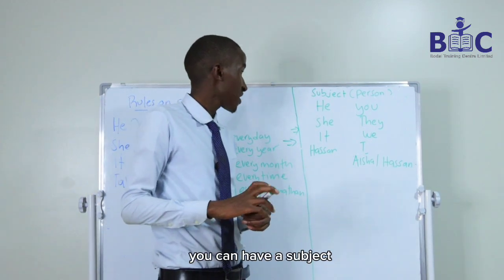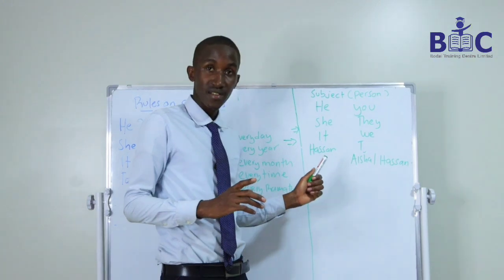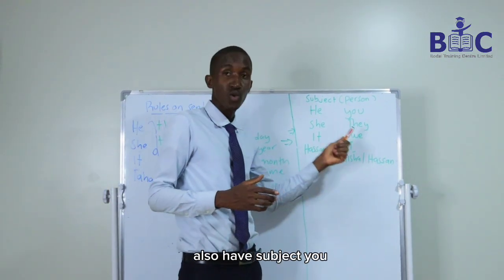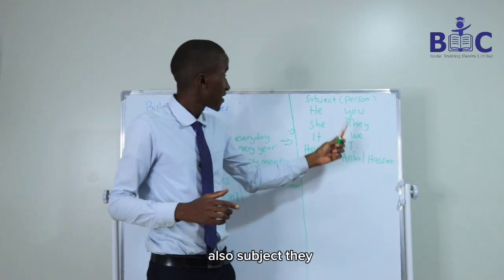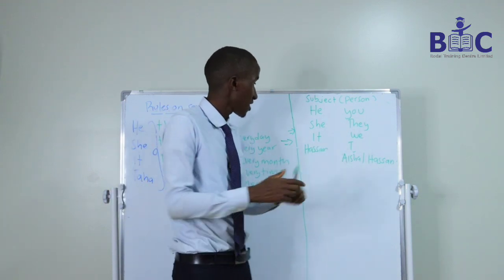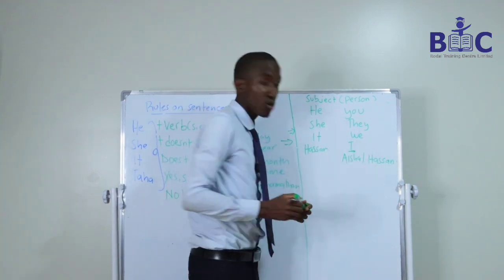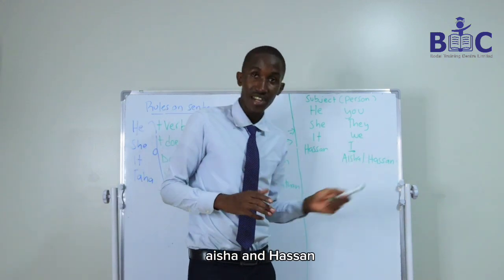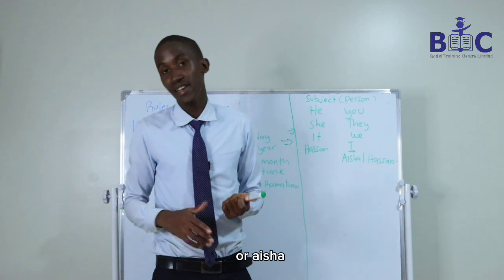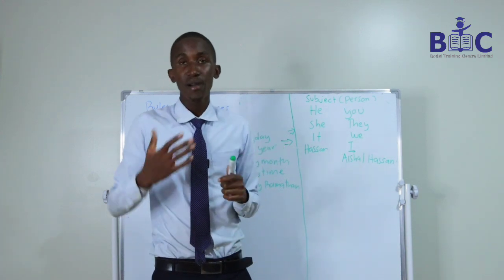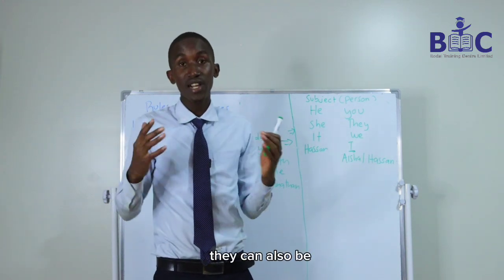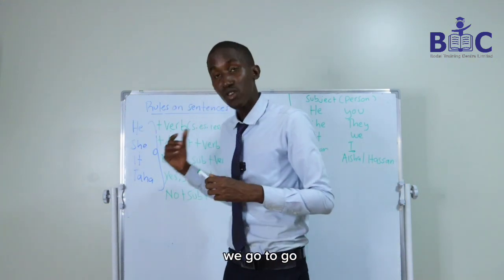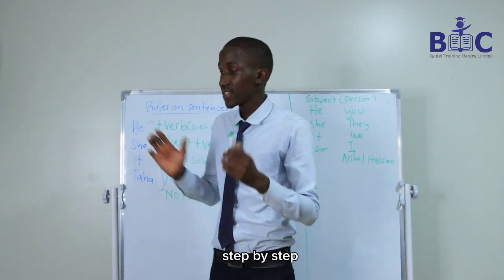And then you can have a subject, one person, Hassan. Hassan is a name. We also have subject you. Also subject they, subject we, and subject I. Also, you can have subjects of two people, Aisha and Hassan, or Aisha, Hassan, and Opio, me. Many people, not one. They can also be subjects. And these are our rules. We're going to go through them step by step.